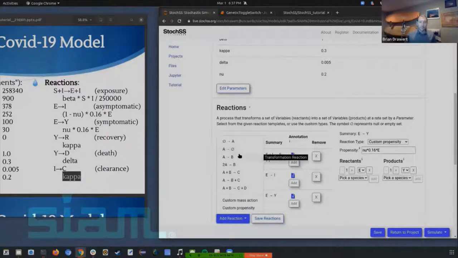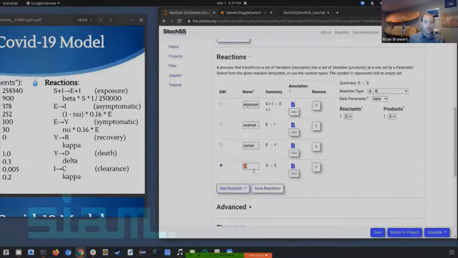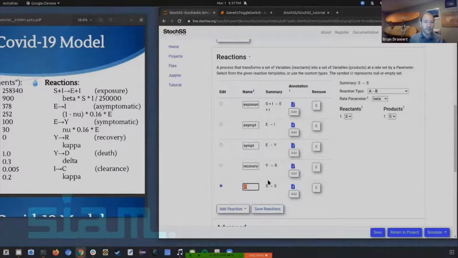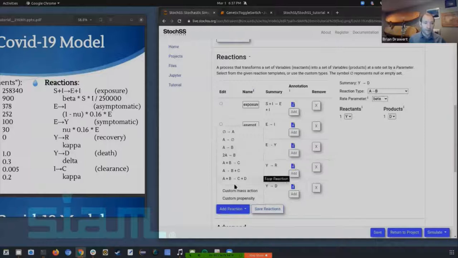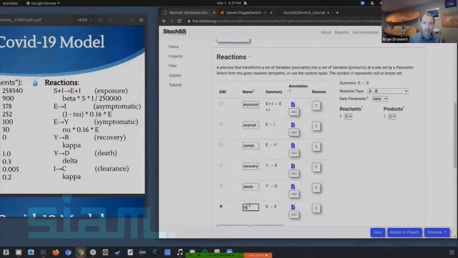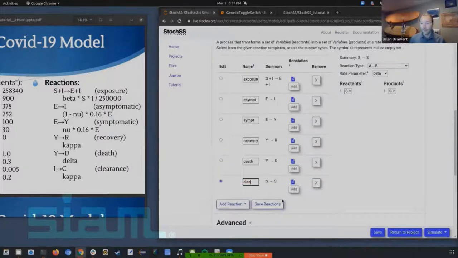So I can use my transformation reaction here. This is going to be recovery. Recovery is going to be Y goes to R. Add reaction, transformation. This is going to be death, the unfortunate one. This is going to be Y goes to D. And then finally, we've got clearance. So that's going to be this last reaction, transformation, I and C.